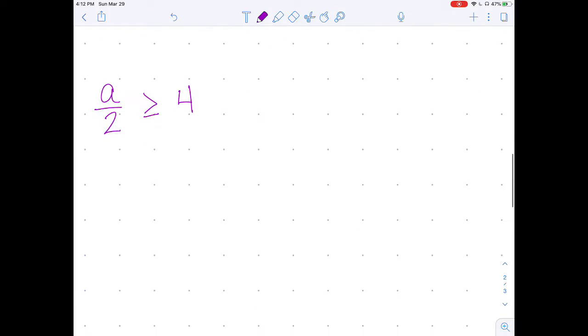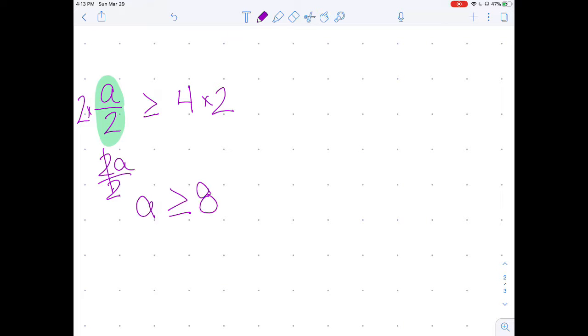Okay, let's look at one more. I've got a divided by 2 is greater than or equal to 4. So I've got division happening. The opposite of divide would be multiply. So I'm going to take both sides times 2. Well, 2 times a over 2, those would cancel out. So it's just a is greater than or equal to 4 times 2, which is 8.